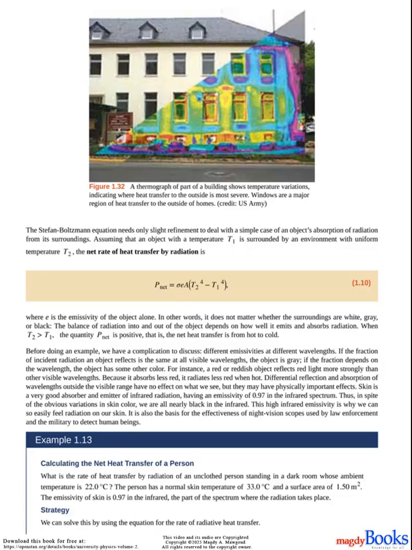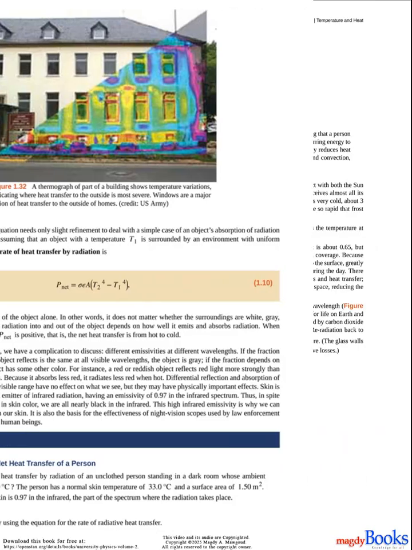Example 1.13. Calculating the net heat transfer of a person. What is the rate of heat transfer by radiation of an unclothed person standing in a dark room whose ambient temperature is 22.0 degrees Celsius? The person has a normal skin temperature of 33.0 degrees Celsius and a surface area of 1.50 meters squared. The emissivity of skin is 0.97 in the infrared, the part of the spectrum where the radiation takes place. Strategy. We can solve this by using the equation for the rate of radiative heat transfer.